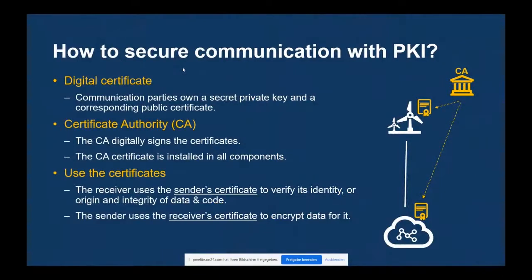So how to secure communication with PKI? I will show this on this very simple example here. We have a device and a cloud service it would like to connect to. For secure communication, we need a private key and a certificate in the device and also in the cloud service. This certificate comes from a trusted certificate authority. The certificate authority digitally signs the certificates, which basically links the public key of the device with its identity, that means its name, its unique identity in the IoT application. And the CA's own certificate has to be installed in all devices.